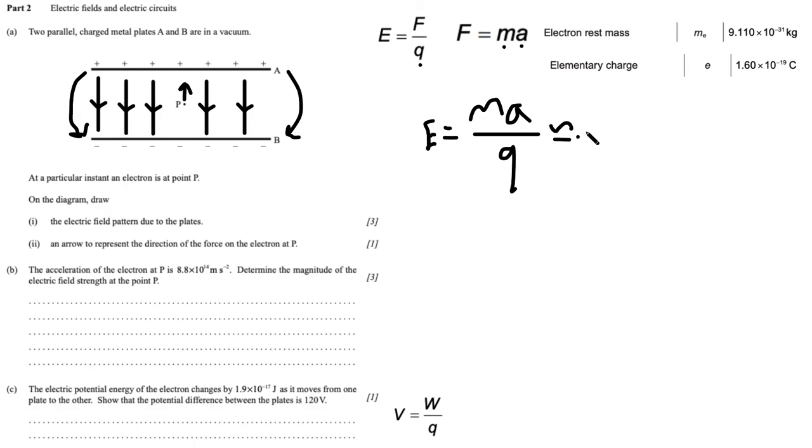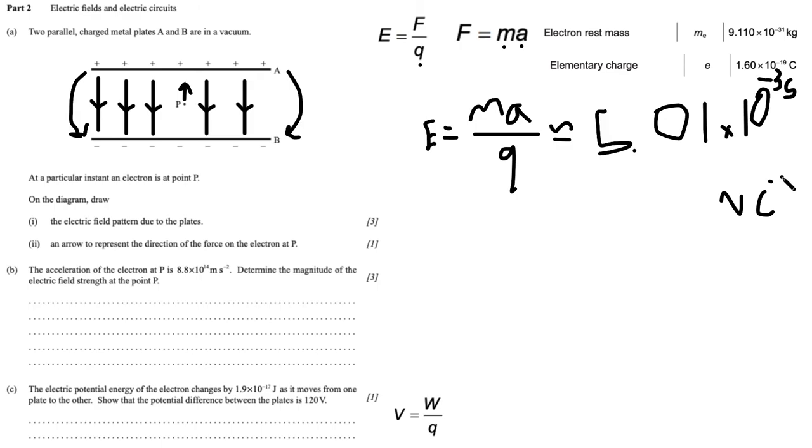Approximately 5.01. That looks sloppy. I need a stylus to do this. 5.01 times 10 to the negative 35. This is going to be in newtons per coulomb. Sorry for the bad writing.